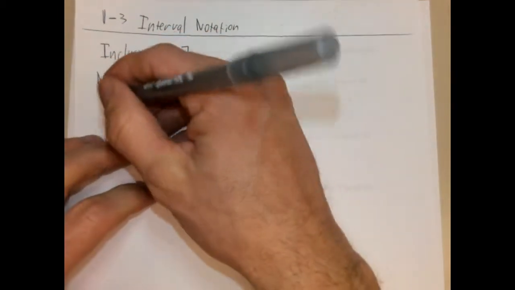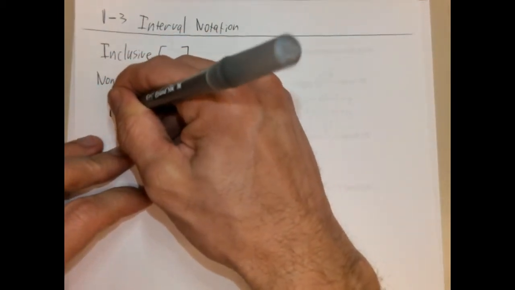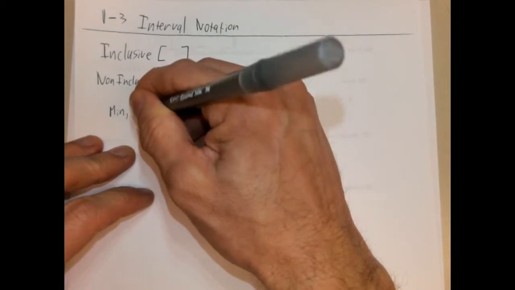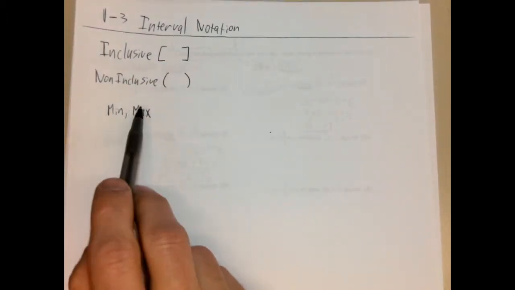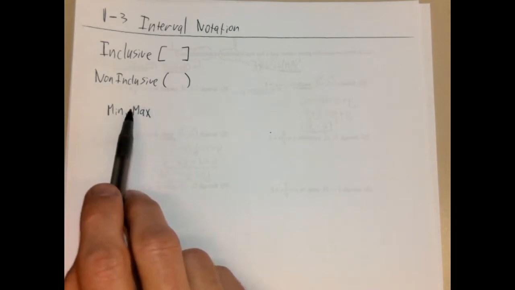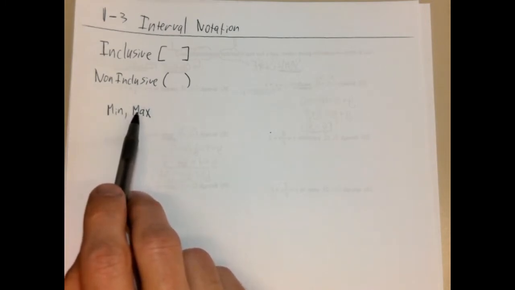Interval notation is always the minimum value followed by the maximum value, okay, and it's going to be either bracketed or with parentheses based upon if that point is inclusive or non-inclusive.